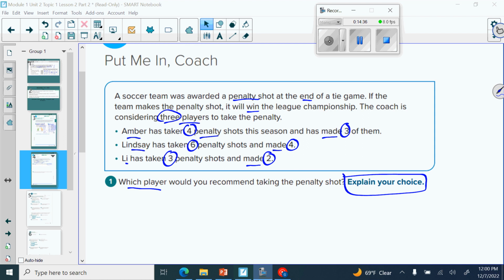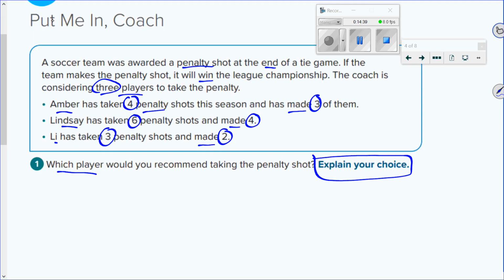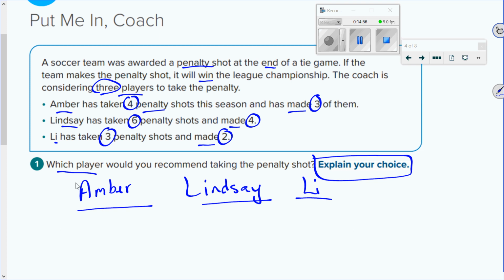Let's look at this one. Guys, we're going to look at this one mathematically for our choice. So we have 3 different people: Amber, Lindsay, and Lee. If I look at these from the perspective of how many they have made out of what they took, Amber has made 3 goals out of the 4 she has taken, or 3/4. Lindsay has made 4 out of the 6, or 4/6. Guys, please quiet down. Which simplifies to 2/3. Lee has made 2 of the 3, or 2/3.